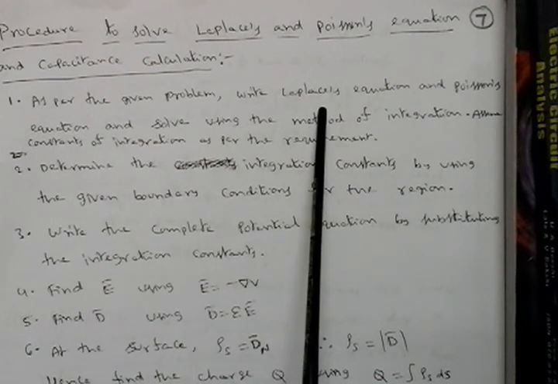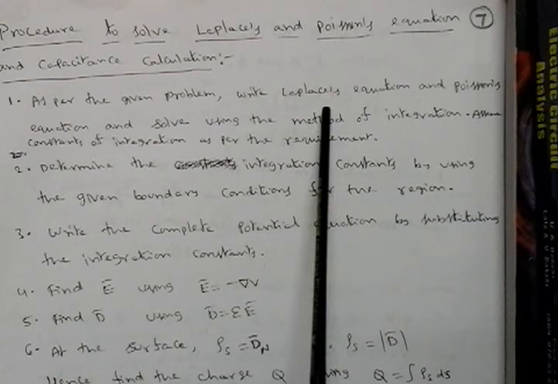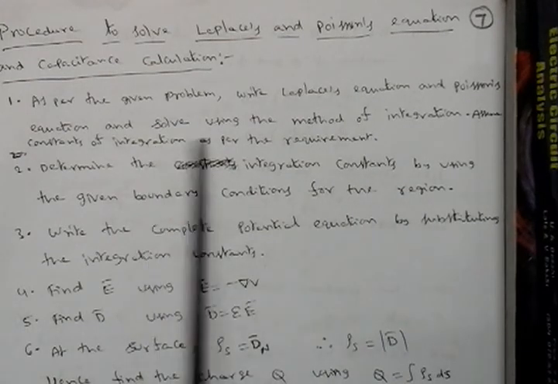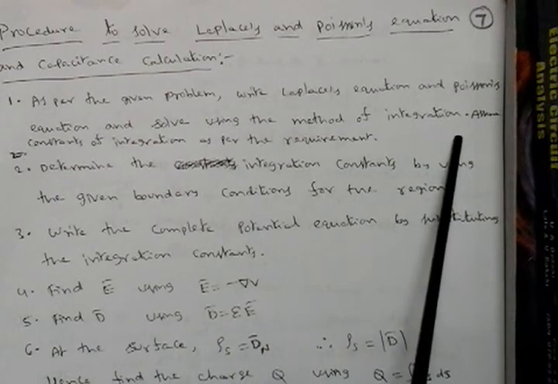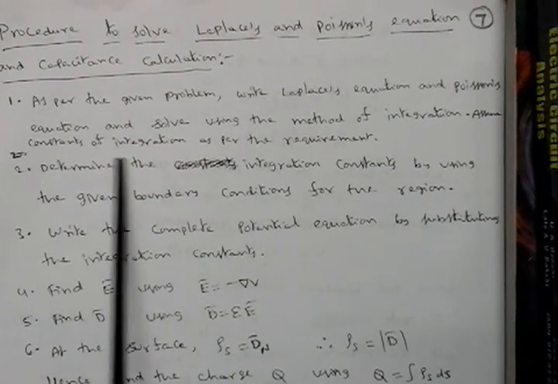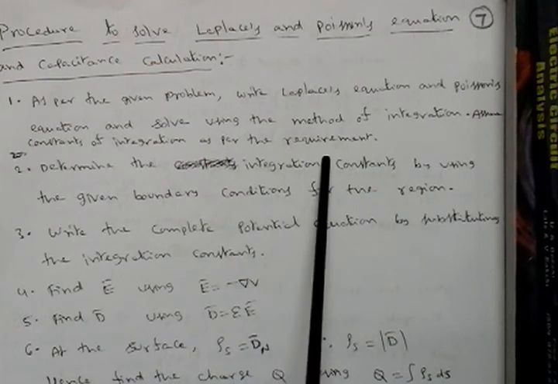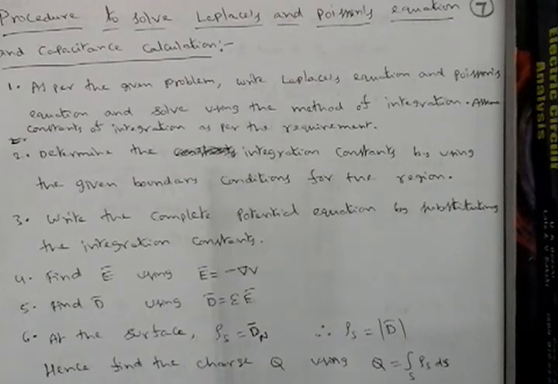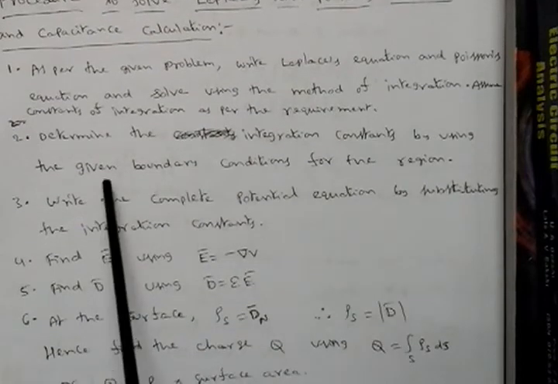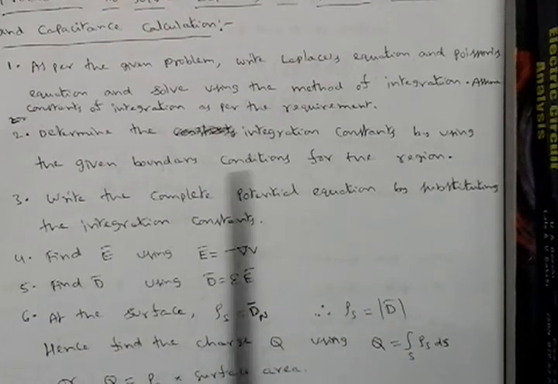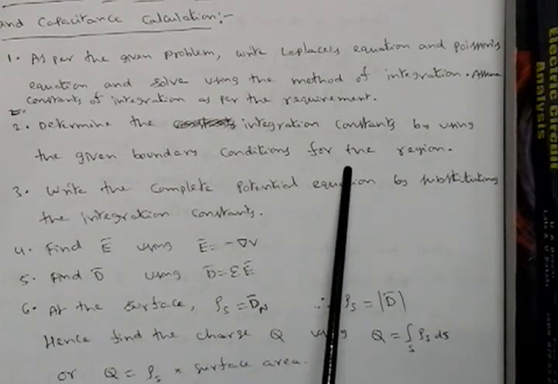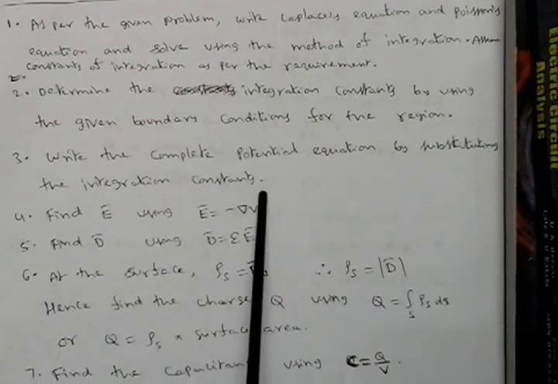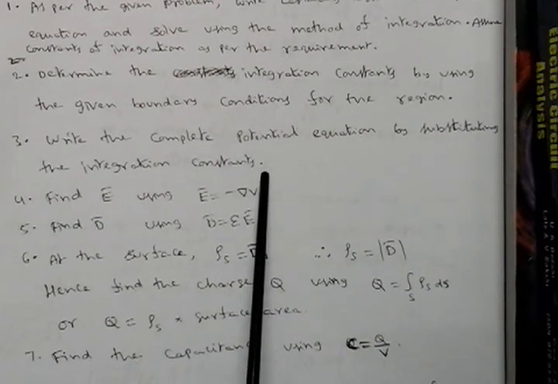If no charge is given, that is, volume charge density is not given, then Laplace equation. If volume charge density is given, then Poisson's equation, and solve using the method of integration and the constants of integration as per the requirement. Next, determine the integration constants, that is C1 and C2, that you have seen in the previous problem, by using the given boundary conditions for the region. Next, write the complete potential equation by substituting the integration constants, as you have seen in the previous problem.